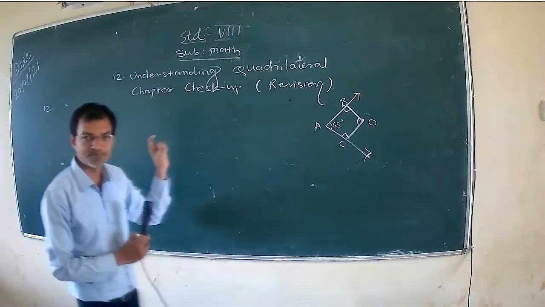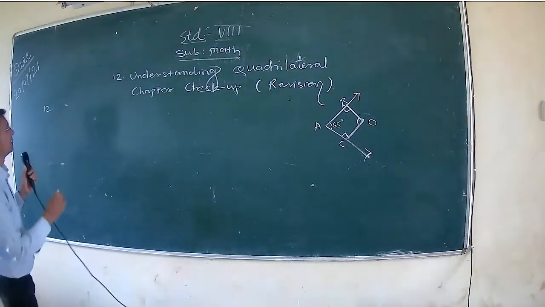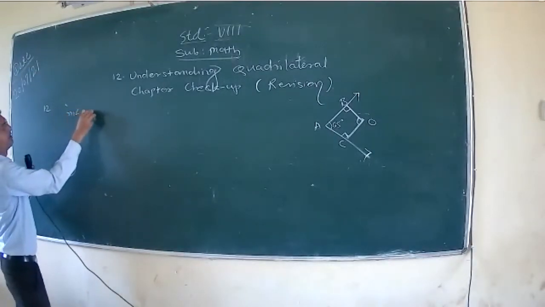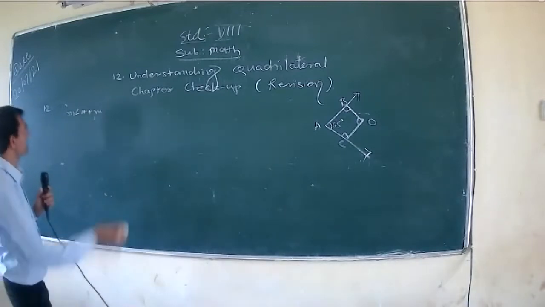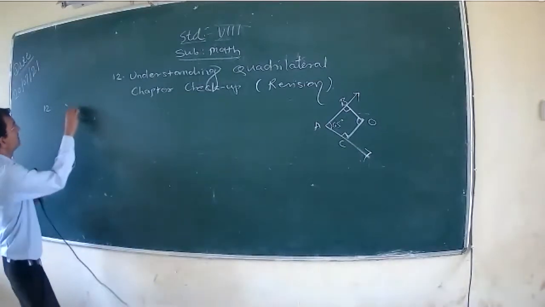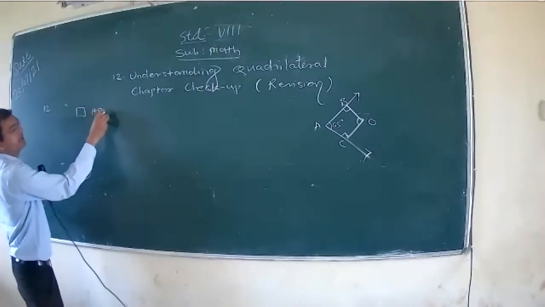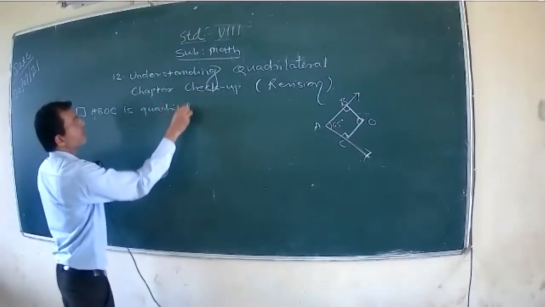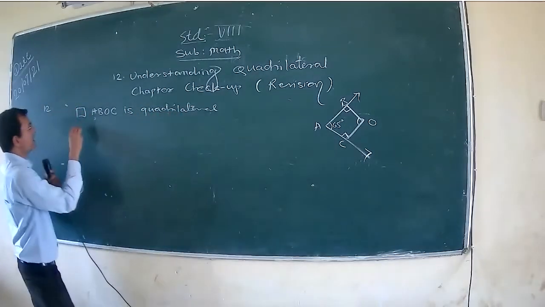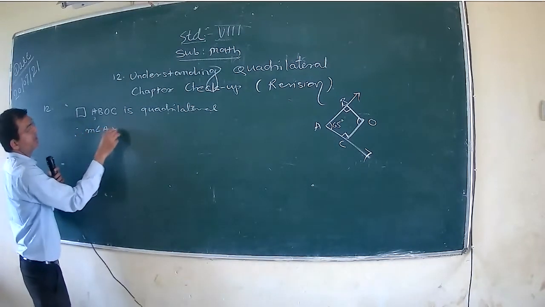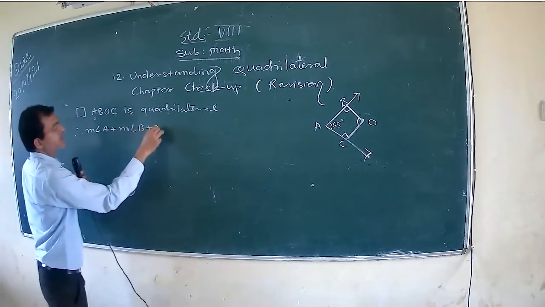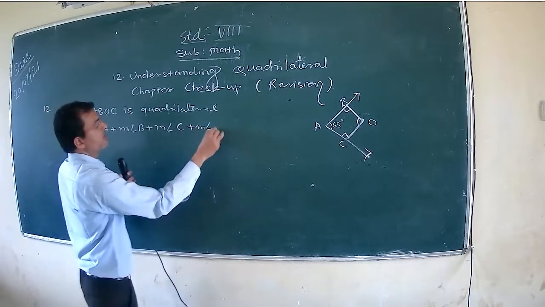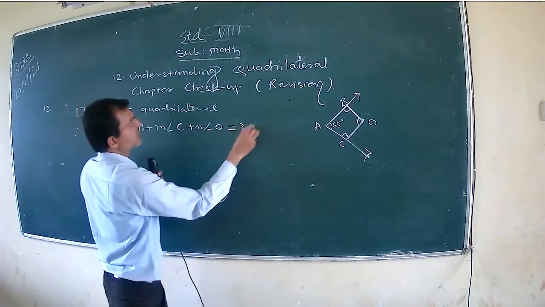Can you find like this? See here, or you can directly write like this: quadrilateral ABOC is a quadrilateral. Now you can write measurement of angle A plus measurement of angle B plus measurement of angle C plus measurement of angle O. This will be equal to 360 degree.